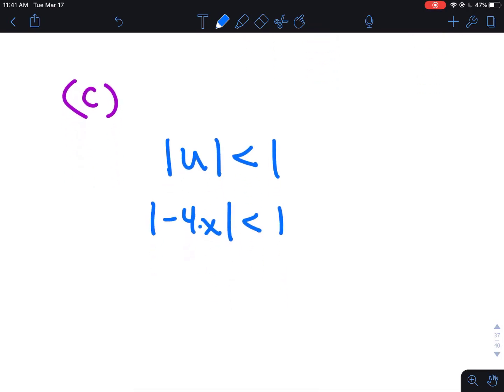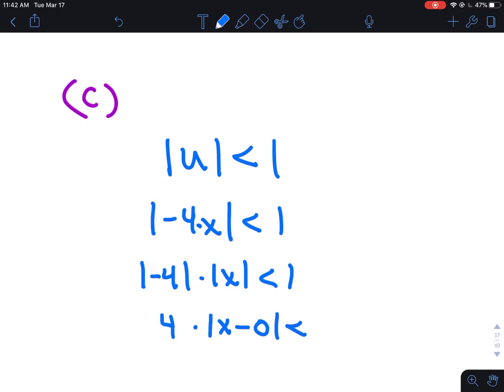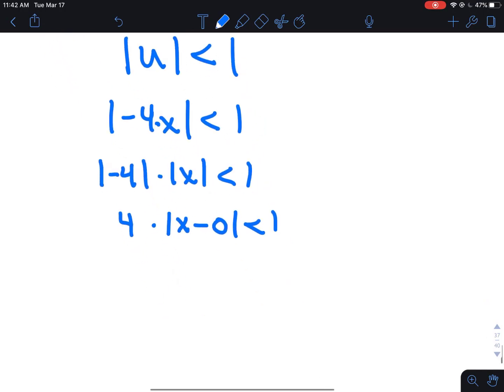Well, notice that we've multiplied a couple things together inside of an absolute value. We're allowed to distribute the absolute value to each piece. So the absolute value of negative 4, times the absolute value of x, should be less than 1. And so the absolute value of negative 4 is just 4. And I'm going to write this like this. We'll see why in just a second. But my last step is I'm going to go ahead and divide by 4. And now we have it in this good setup.